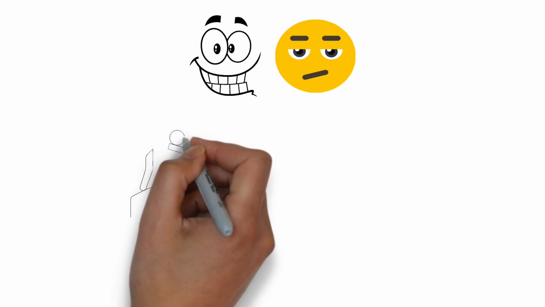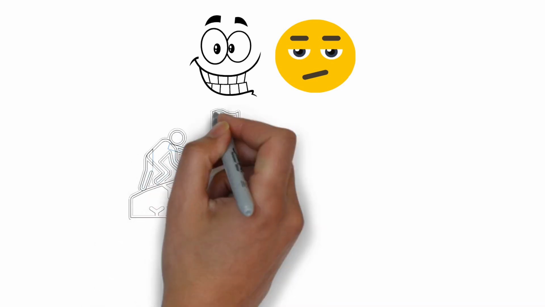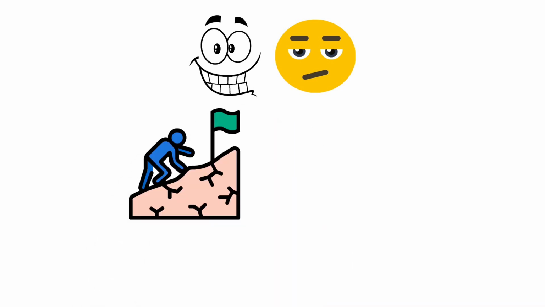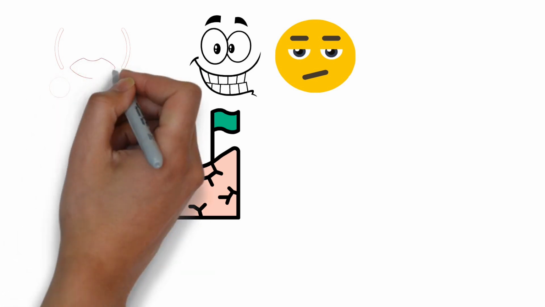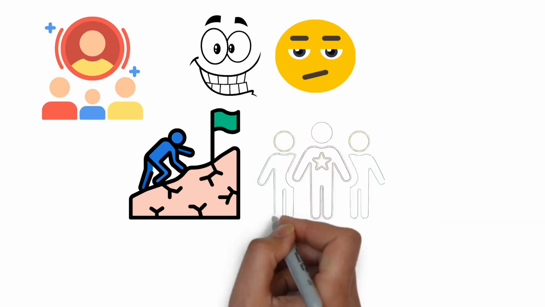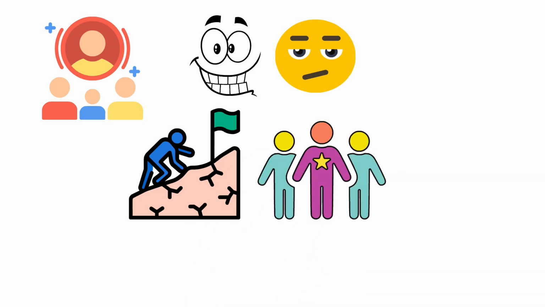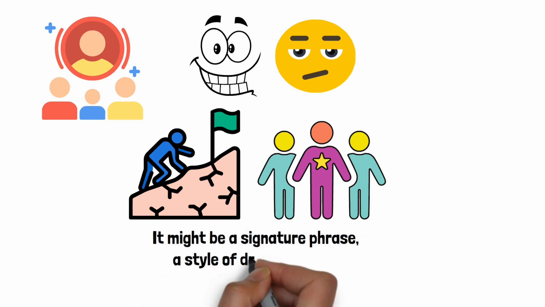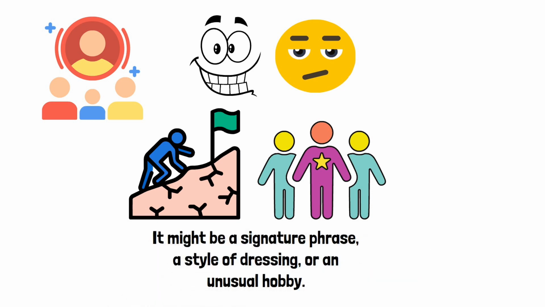No one is perfect, and showing that your character has overcome challenges or still faces them can be very powerful. It makes your character more human and builds a deeper connection with your audience. Lastly, your character is known for something, a unique aspect that sets them apart from everyone else. It might be a signature phrase, a style of dressing, or an unusual hobby. This distinct feature helps your audience remember and identify your character.